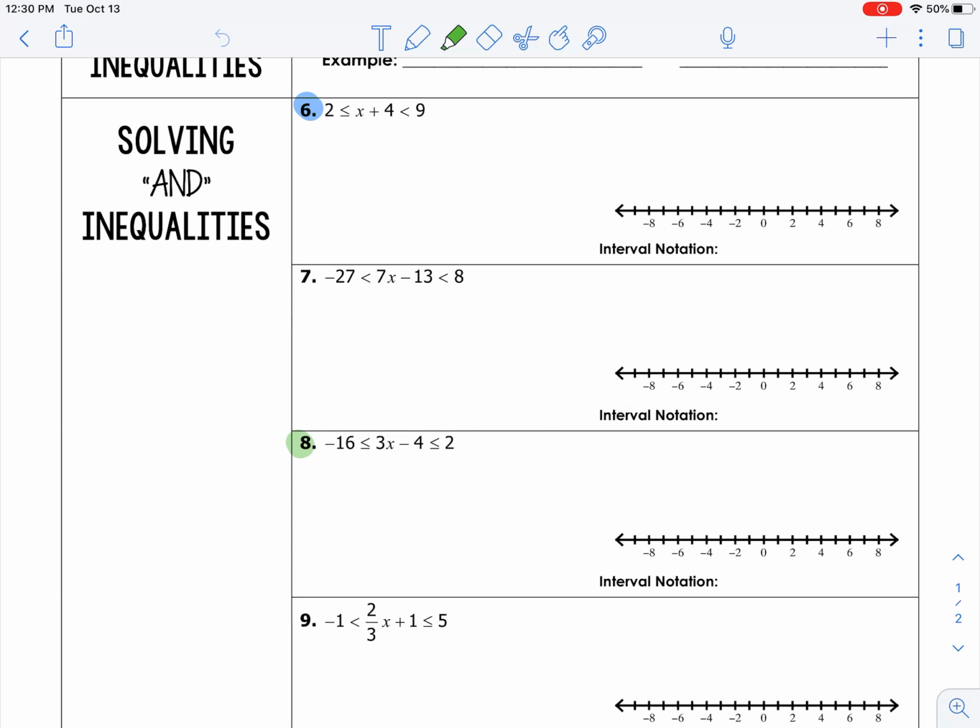So when we were graphing OR inequalities, we were looking at solving two different inequalities and then putting them together on the same graph. When we're solving AND inequalities, we have to think about it a little bit differently. I like to think of these as the three-headed dragon.